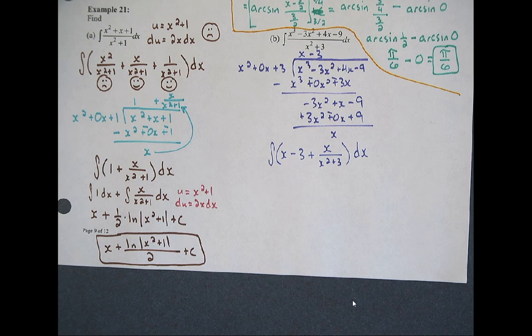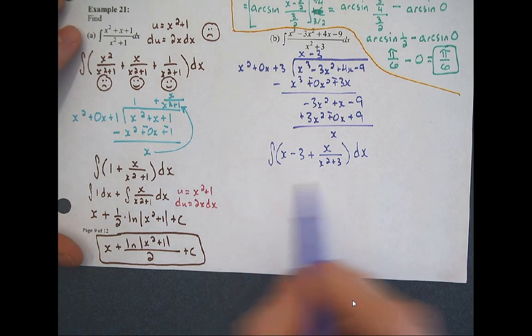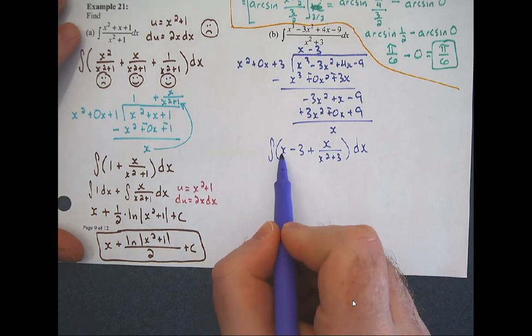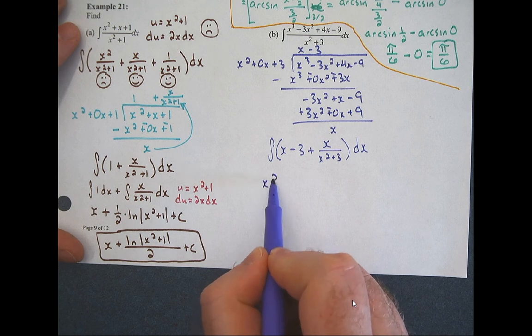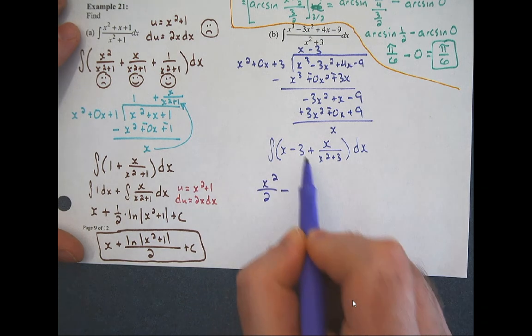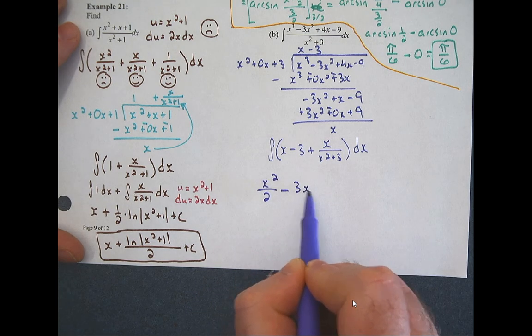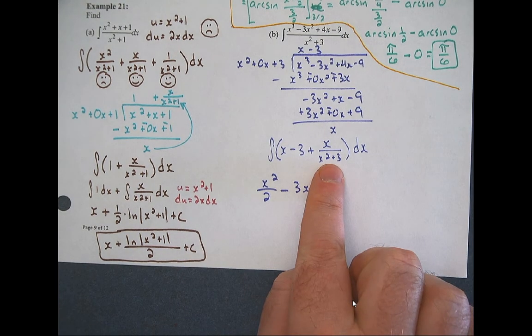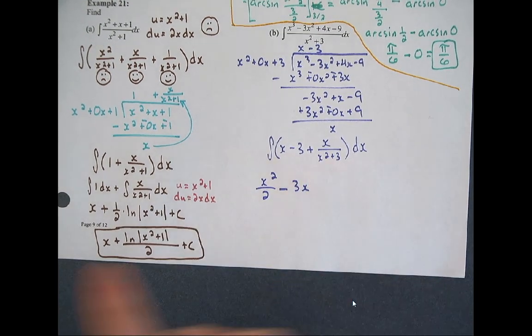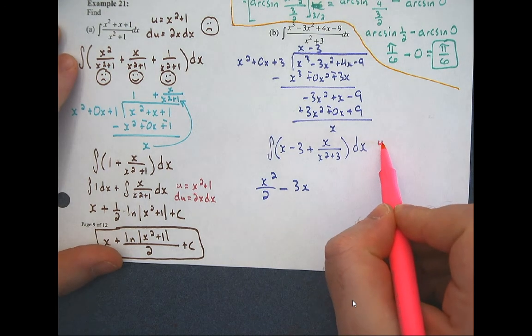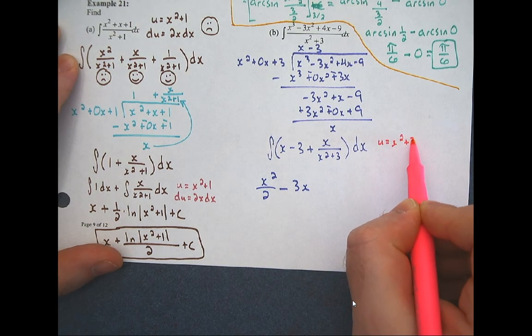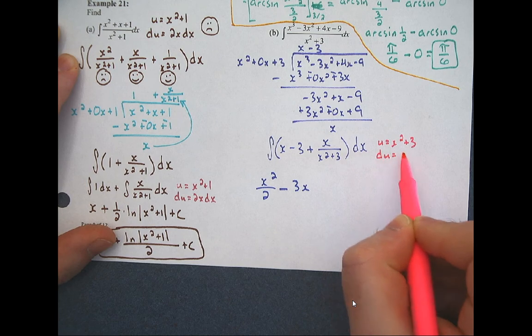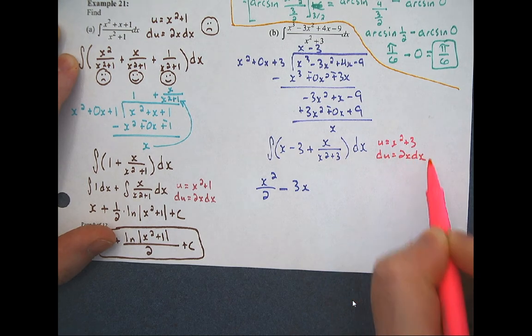Okay, I'm going to try to integrate this fairly quickly. I would encourage you to pause and try to integrate it on your own by breaking it up and doing u-du's. So the integral of x is x squared over 2. The integral of 3 is 3x. And then the integral of this needs a u-du on it. So I'm going to say u is x squared plus 3. So du is 2x dx.